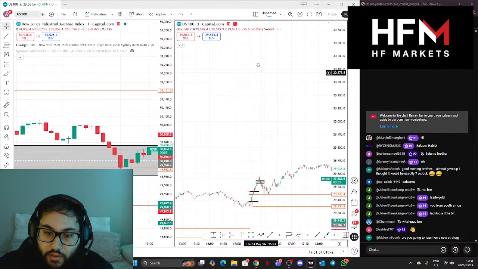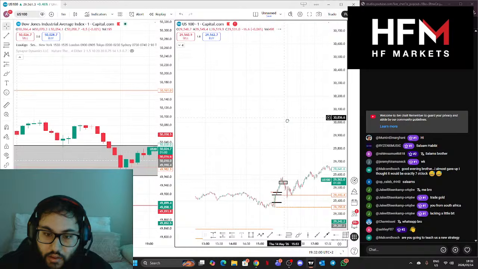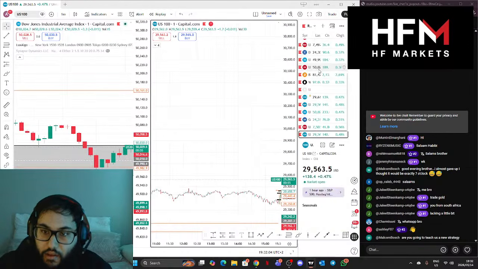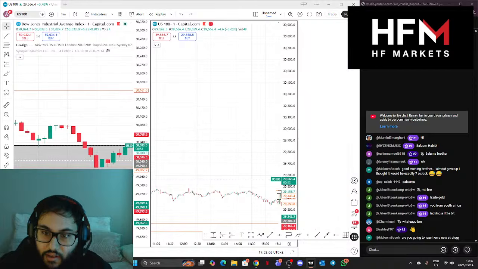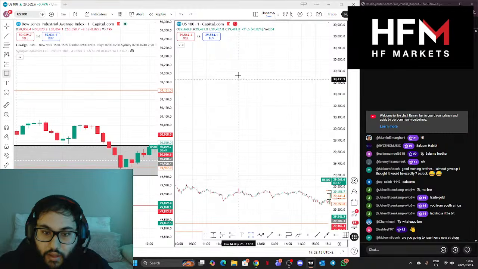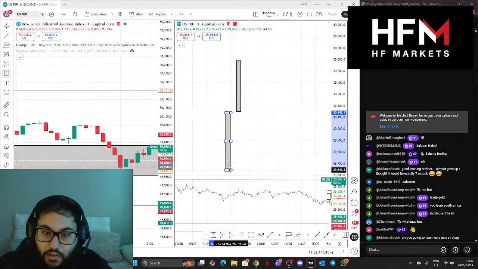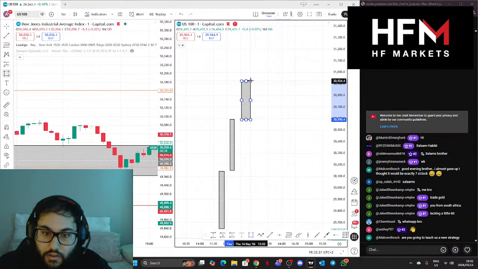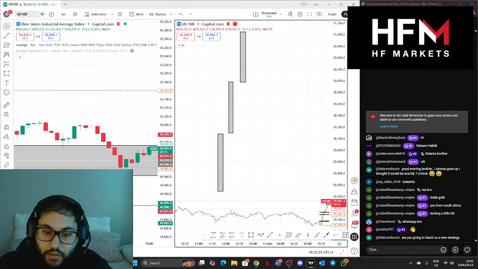So how it works is, firstly, you gotta know what a fair value gap is. Fair value gap, basically, is a 3 candle formation. Basically, you'll have one candle like this, you'll have another candle like this, and you'll have another candle like this. 3 candle formation. Let's say we have a wick like this. Let's just draw wicks.